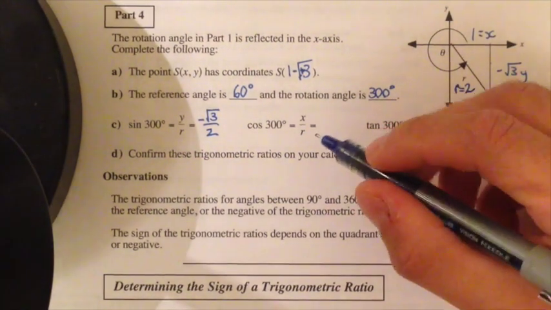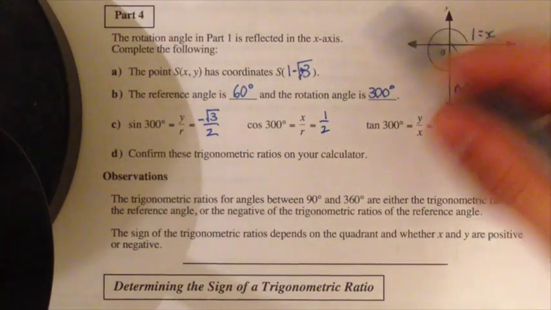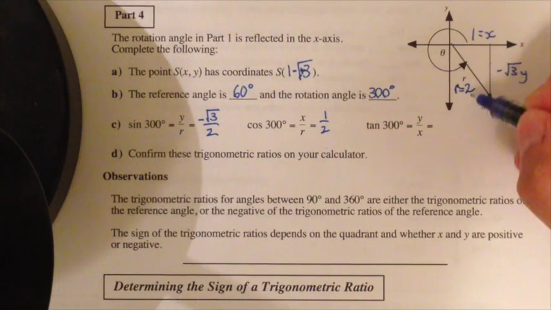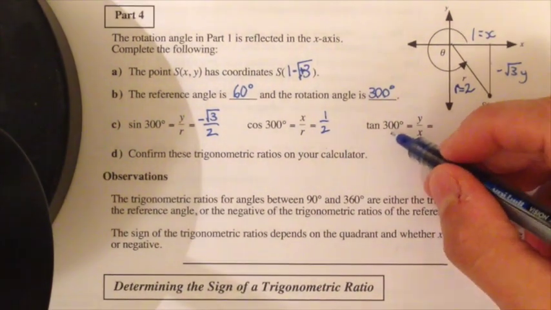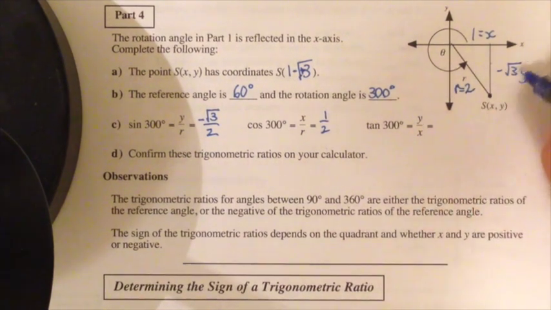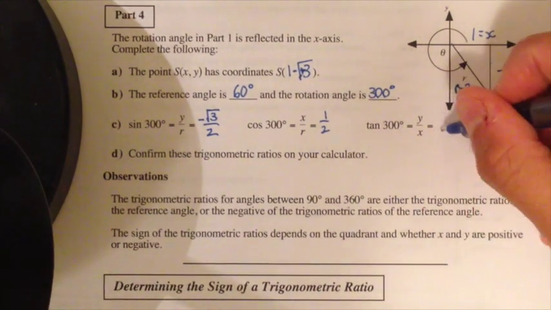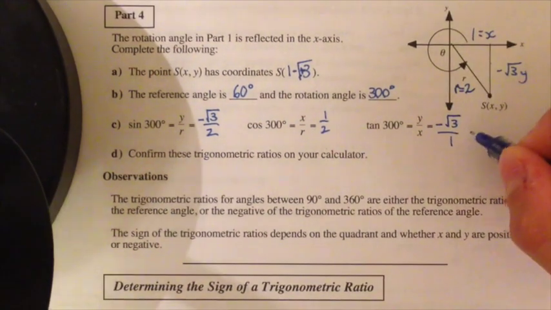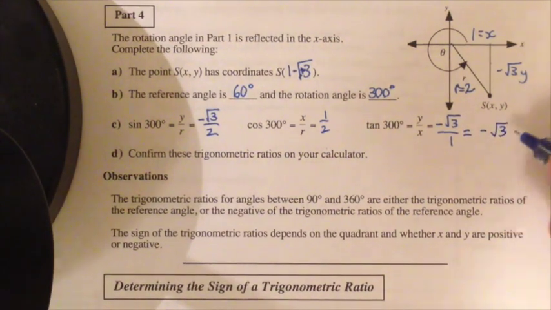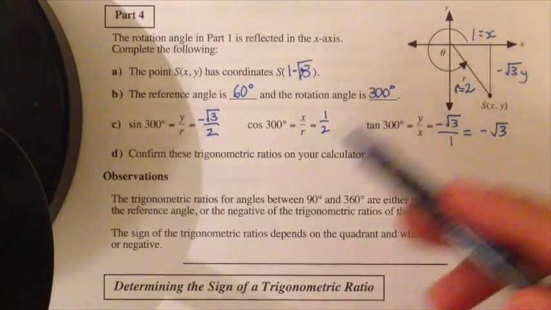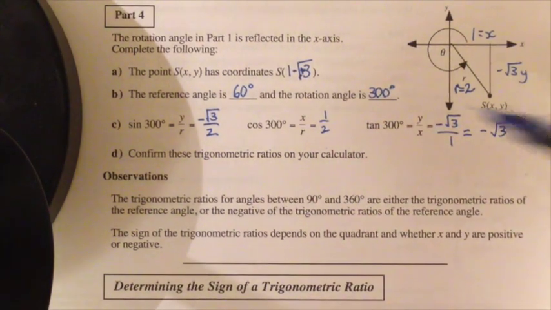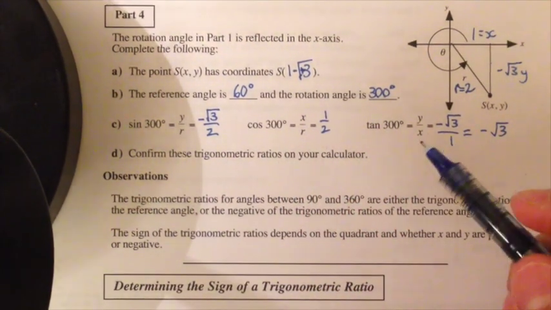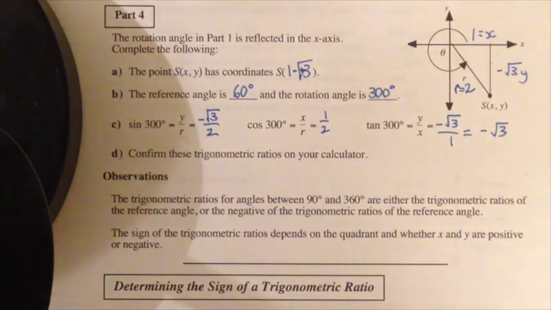Okay, so my cosine of 300 degrees is going to be 1 over 2, because cosine is equal to adjacent over hypotenuse. So that was going to be 1 over 2. And I'm going to end with my tangent, which is opposite over adjacent, or negative rad 3 over 1. And I'm just going to simplify this into negative rad 3. Now, you can confirm these trig ratios on your calculator. And again, just type these into your calculator and see what you get. Remember to use your inverse trig functions for this part.